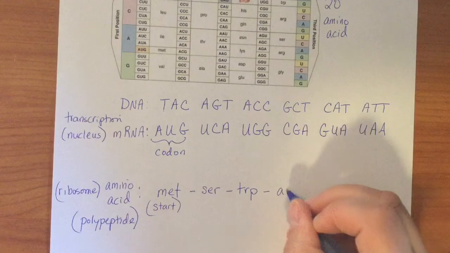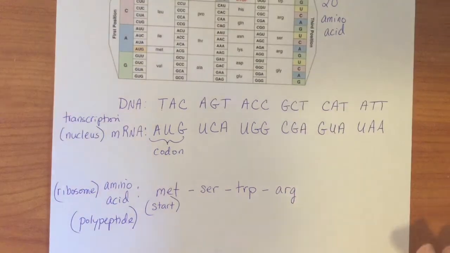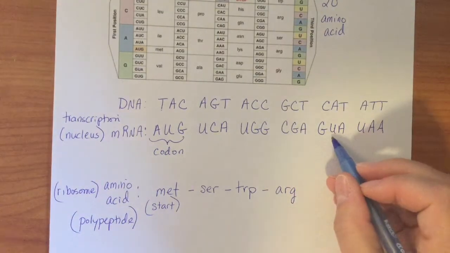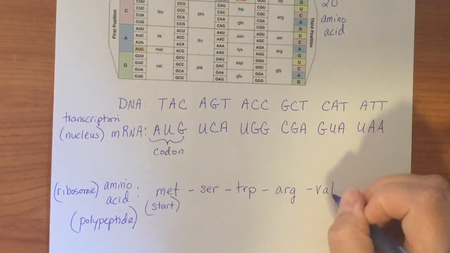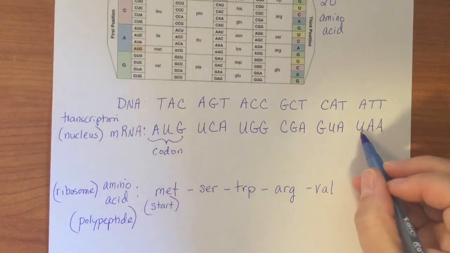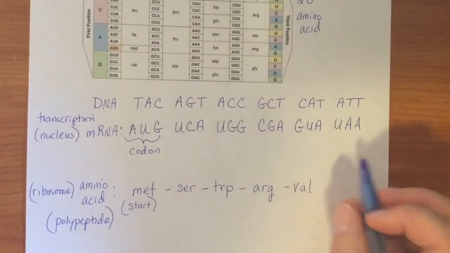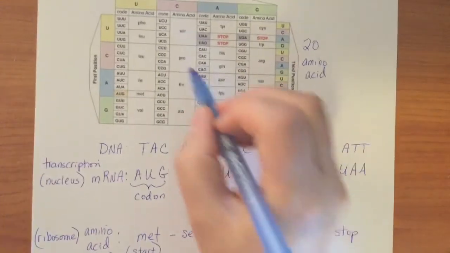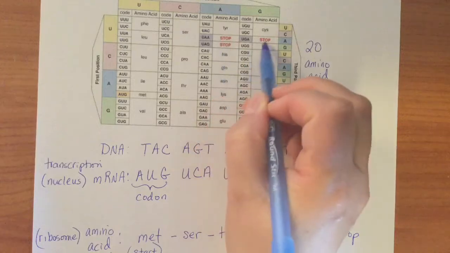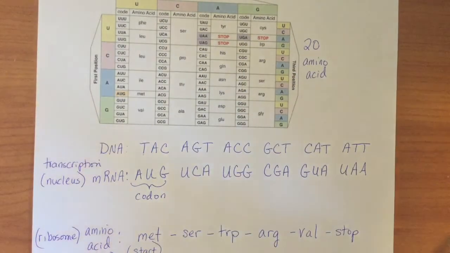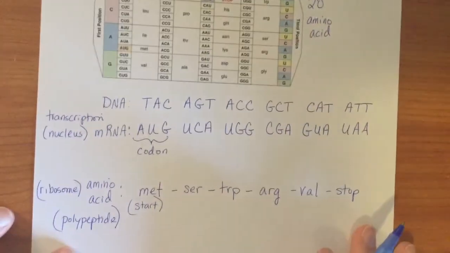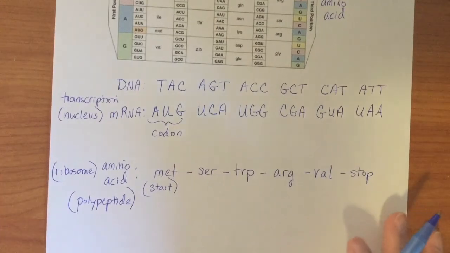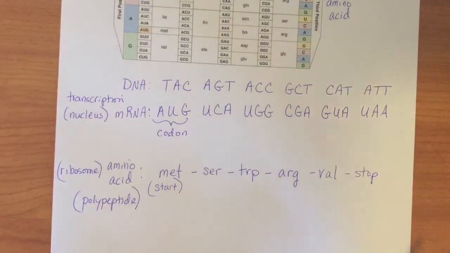Okay, next one is CGA. This is going to be arginine, ARG. Next we have GUA, which is valine, VAL. And then lastly, UAA is one of our stop codons, of which there are 3 of them up here in red. So every gene is going to end in one of the 3. Okay, so that would be the sequence of amino acids that you would build from the sample question.